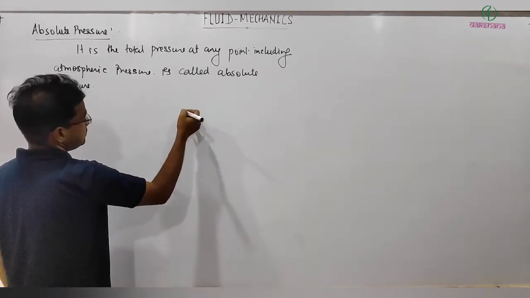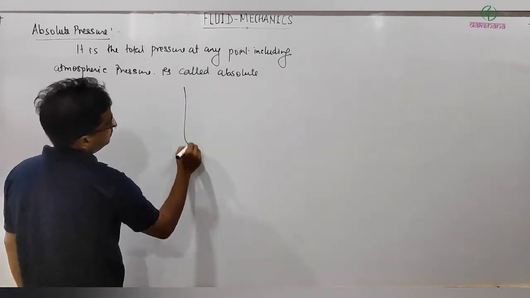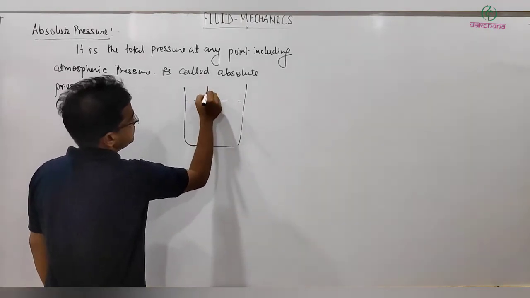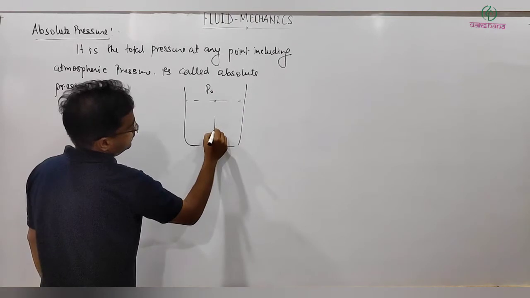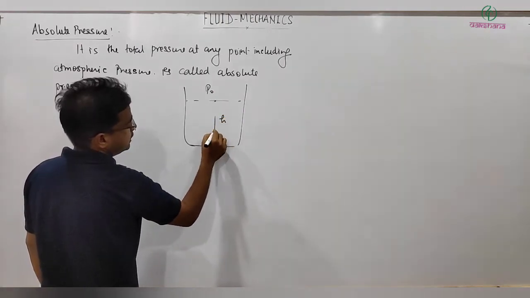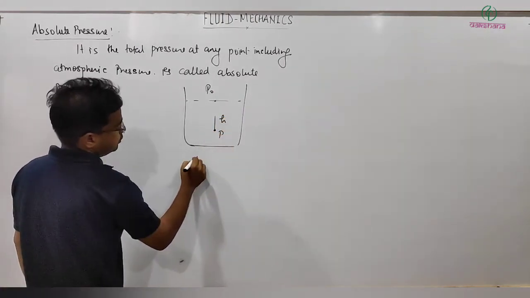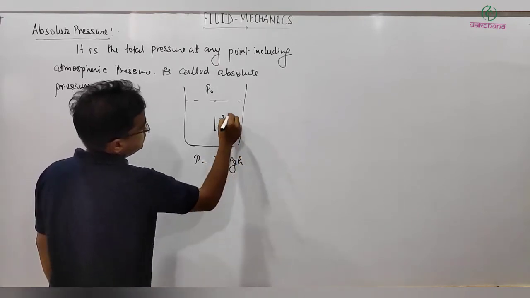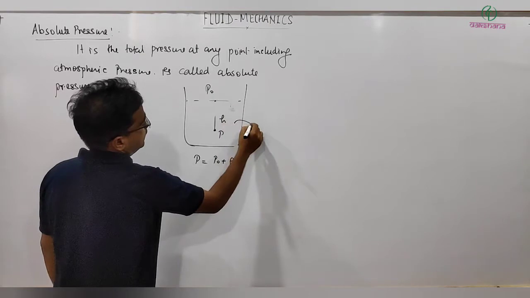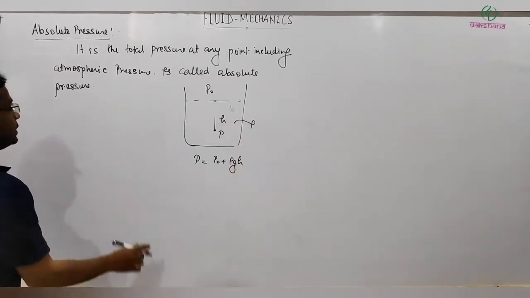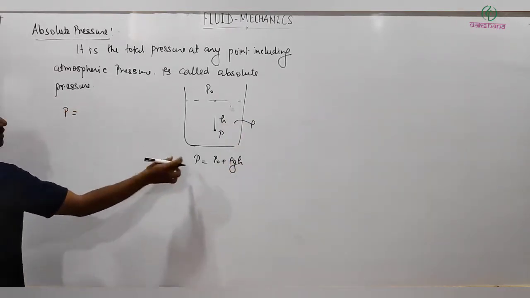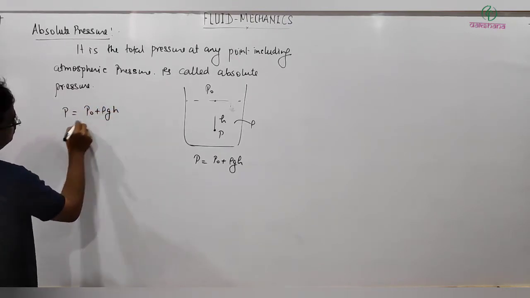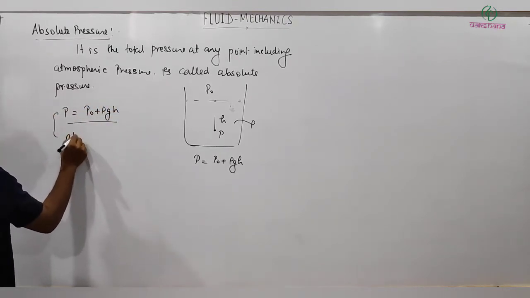So as I told, if we have a container with atmospheric pressure P naught at the top, then at some depth h, the pressure we know is P. P is equal to P naught plus rho g h, if this height is h and this is a liquid of density rho. So P at this point equals P naught plus rho g h. This is absolute pressure.